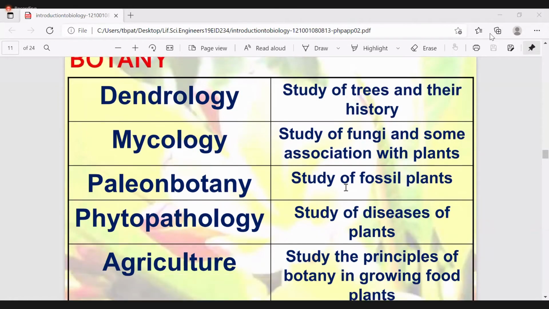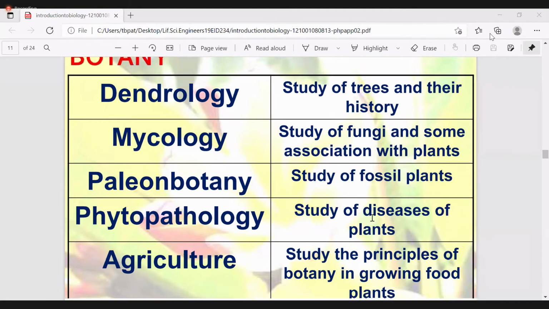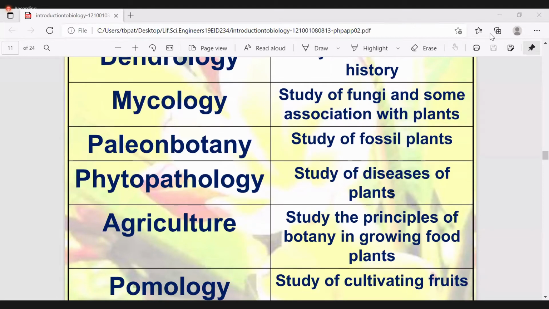Paleobotany is the study of fossil plants. Whenever plants decay or are destroyed, they convert into fossils. This fossil plant study is paleobotany. And phytopathology is the study of diseases of plants.